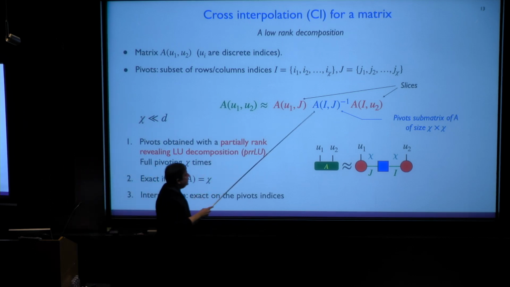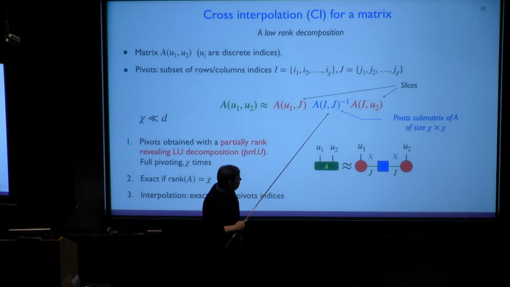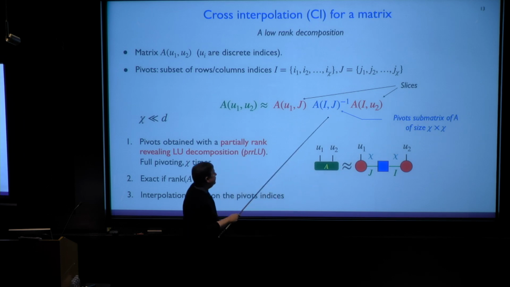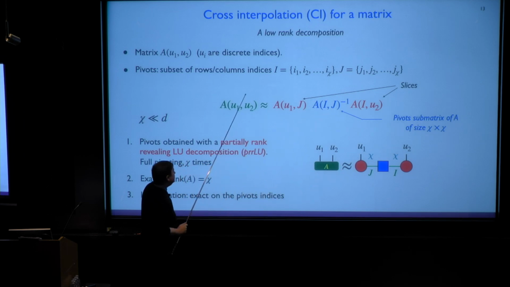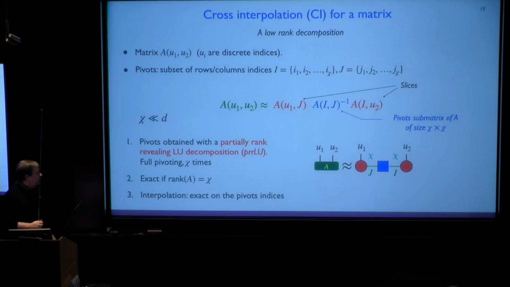And in between here, this matrix is of dimension d by chi. Here you have a submatrix of A, which is the evaluation on the pivots. That matrix is of size chi by chi, which you need to invert here. And this is an approximation of your matrix. Of course, here we are in the case where chi is much smaller than the dimension. That's what we should keep in mind.